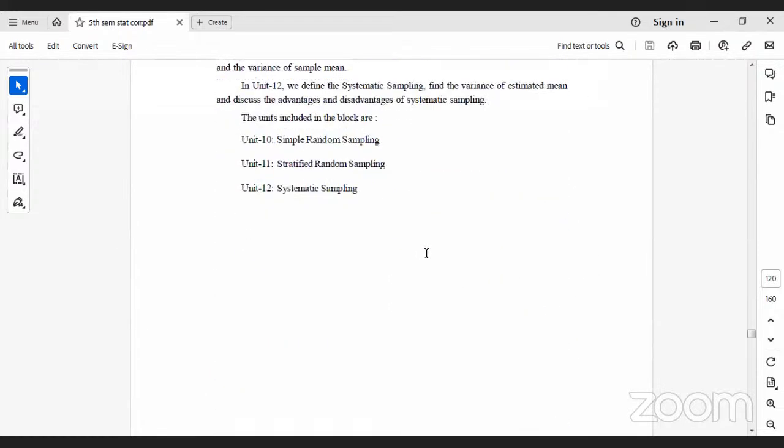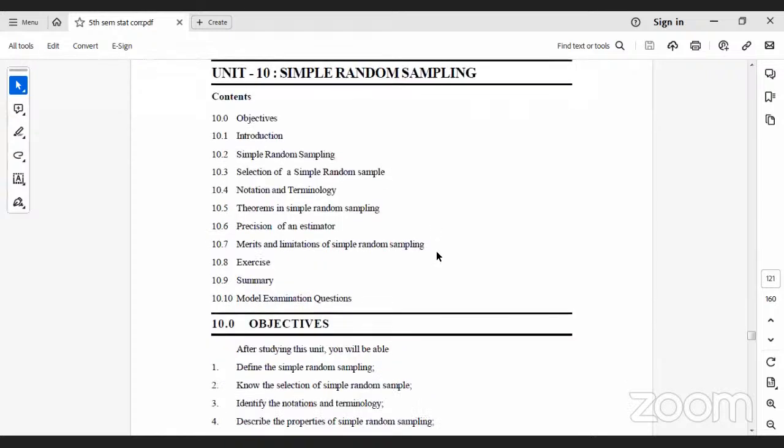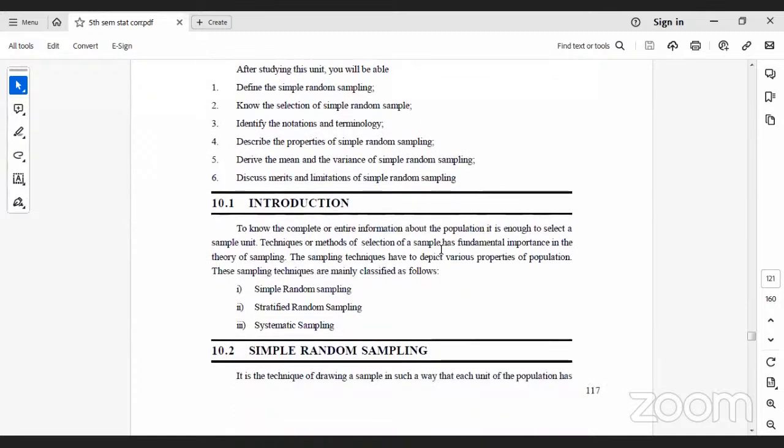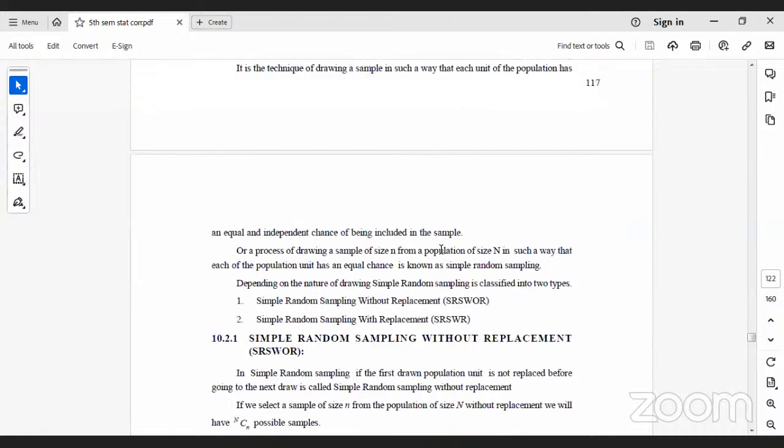Simple random sampling. Define simple random sampling. Simple random sampling is the technique of drawing a sample in such a way that each unit of the population has an equal and independent chance of being included in the sample, or a process of drawing a sample of size n from a population of size N in such a way that each of the population units has an equal chance. This is known as simple random sampling.